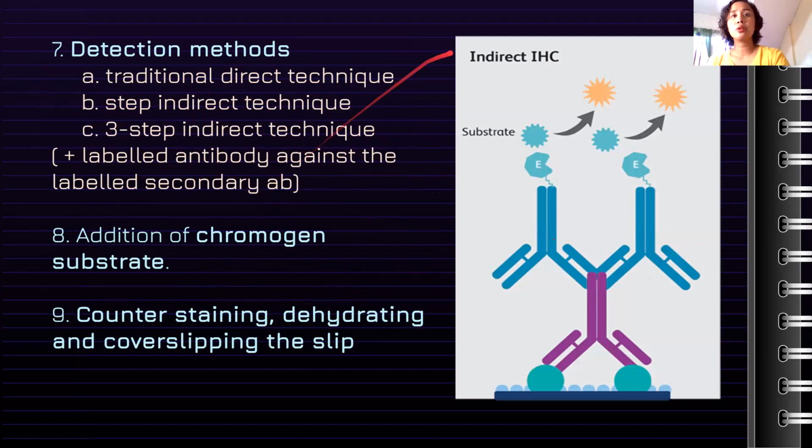So that is the 2-step indirect. When it is 3-step, there is yet another labeled antibody. So the signal is stronger when there is that. Great, no? So you need a big budget for antibodies. Then addition of a chromogen substrate so that a colored product would be produced. Your primary stain is the immunohistochemistry. To improve the staining, we can counterstain, dehydrate, then coverslip.